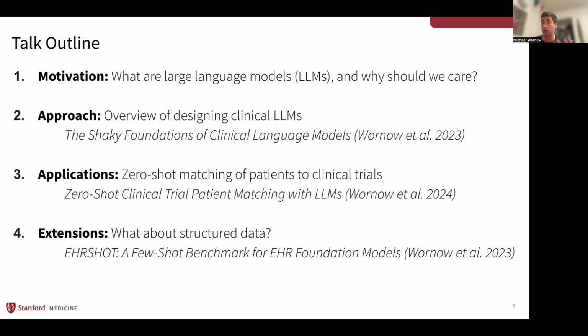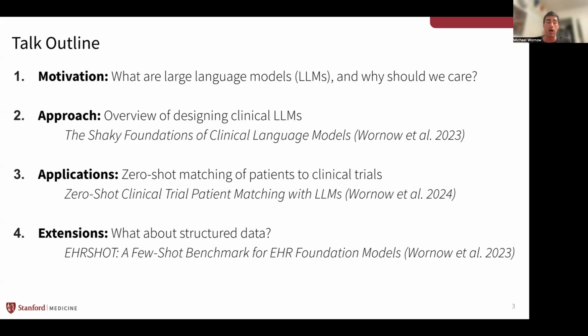After we get a sense of the current landscape of large language models for clinical use cases, next, I'll talk about one specific application that we looked at here at Stanford, which is matching patients to clinical trials using large language models. And this was also based on a paper that we put out earlier this year.